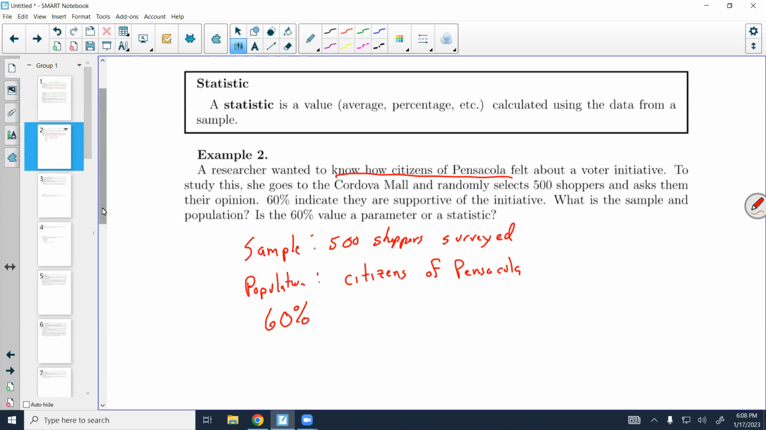Is it a parameter or a statistic? Well, where did it come from? It's a statistic because it's the percent of the people we surveyed, which was a sample. So percentage of the sample is a statistic. Percentage of the population is a parameter.